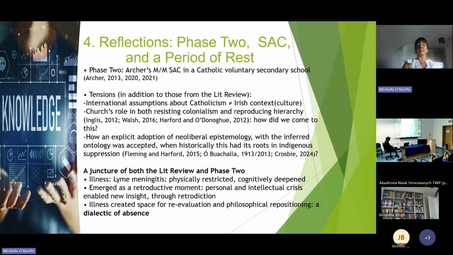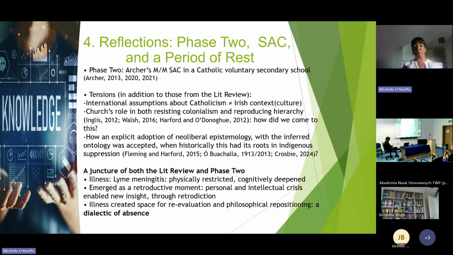So this leads me to the second phase, which is Archer's approach using structure, culture, and agency in the school. And I found this to be a difficult place to be in. Like I said, there were already tensions from the literature review. There were international assumptions about Catholicism. Catholic education in Ireland is very different to other areas. It's very much tied in with identity and nationalism and all that as well. So from a cultural perspective, that was an issue.